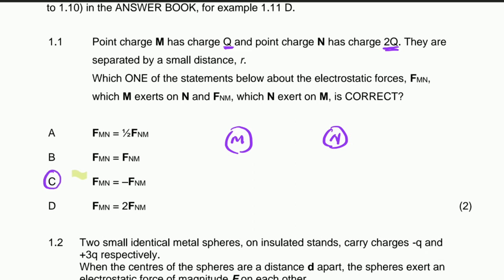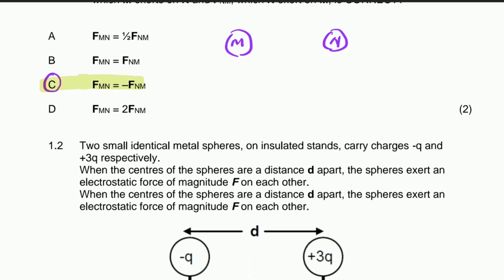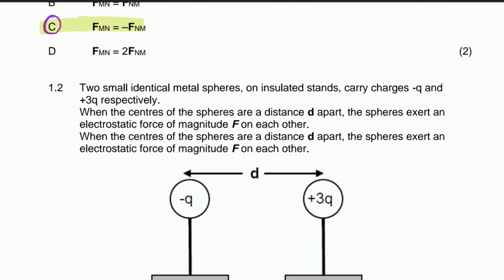This one is quite simple, guys. Just remember Newton's third law, which says that if object A exerts a force on object B, then object B exerts a force on object A of equal magnitude but in the opposite direction, and that is the case of this question 1.1. Quite simple, you didn't have to do much.